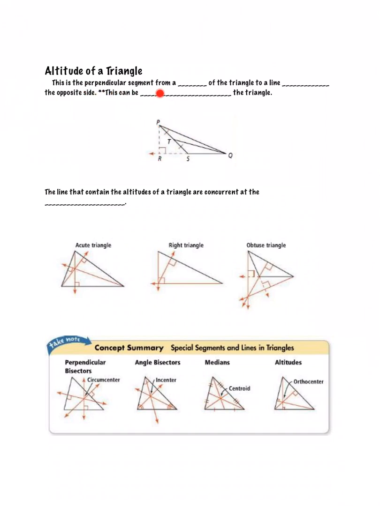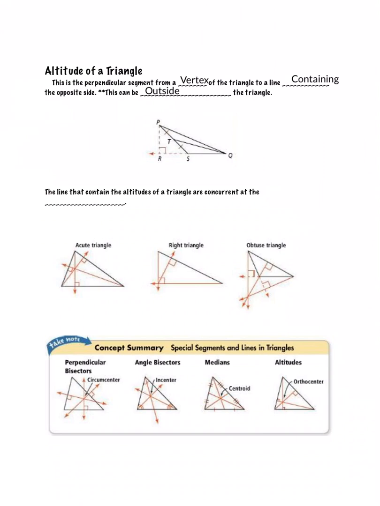So this is the perpendicular segment from a vertex of the triangle to a line on the opposite side. Now that line is not always going to be inside the triangle. So, to a line containing the opposite side. So this can be outside of the triangle.